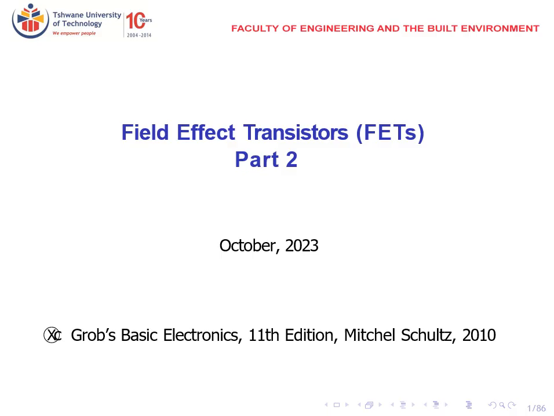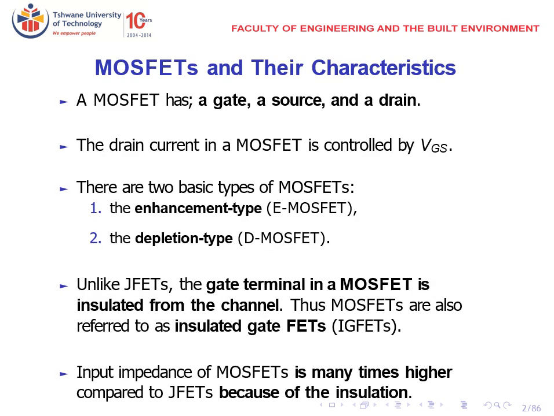Part 2 on field effect transistors. Here we are touching on MOSFETs and their characteristics. A MOSFET has a gate, a source, and a drain. The drain current in a MOSFET is controlled by VGS.